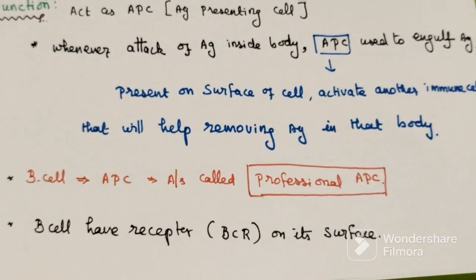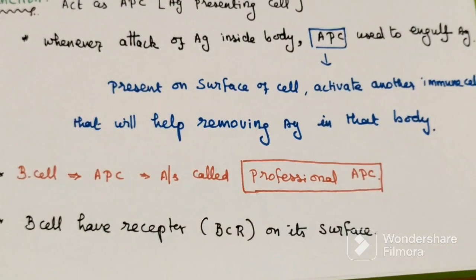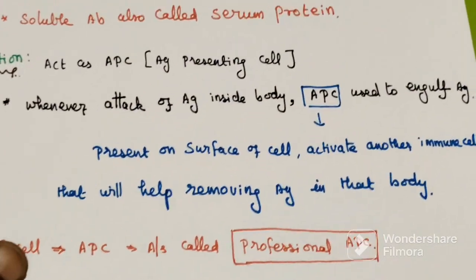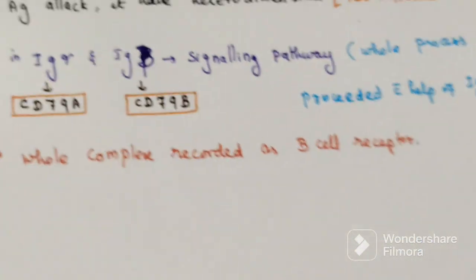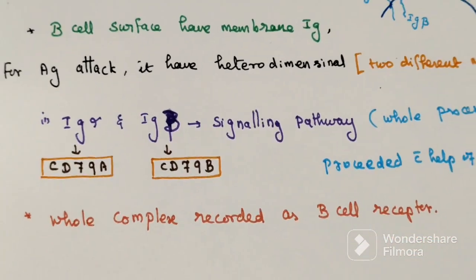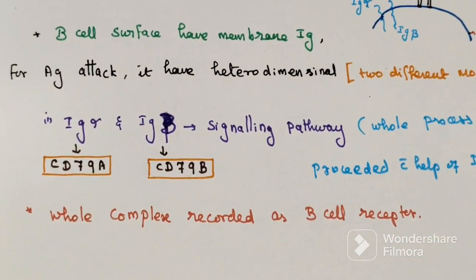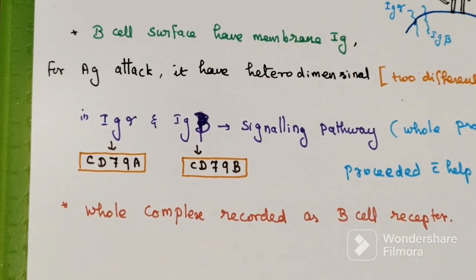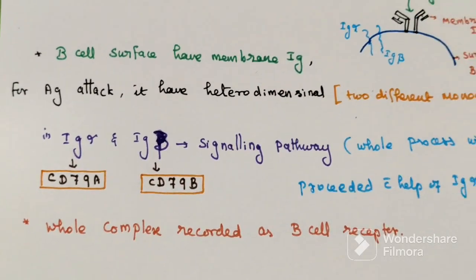Then they have the B cell receptor on the surface. That receptor binds with antigen and enhances the signaling pathway to proceed.